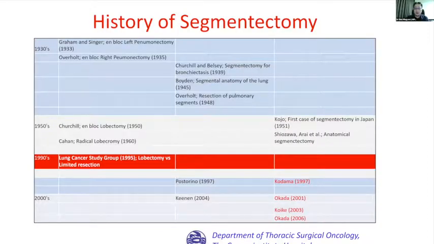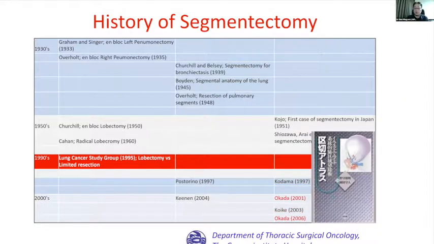Recently, there are many reports from Japan with positive data of segmentectomy for selected lung cancer patients. Dr. Okada is a famous one, and he published the Atlas of Segmentectomy, like this textbook. This textbook is very useful for thoracic surgeons in Japan.